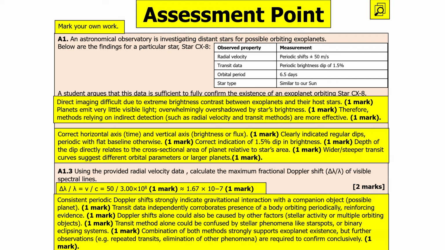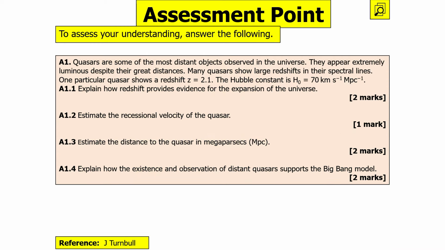Now, consistent periodic Doppler shifts strongly indicate gravitational interaction with a companion object, possibly a planet. Transit data independently corroborates the presence of a body orbiting periodically, reinforcing evidence. Doppler shifts could also be caused by other factors such as stellar activity or multiple orbiting objects. The transit method alone could be confused by stellar phenomena like star spots or binary eclipsing systems. The combination of both methods strongly supports exoplanets' existence, but further observations such as repeated transits are required to confirm conclusively.